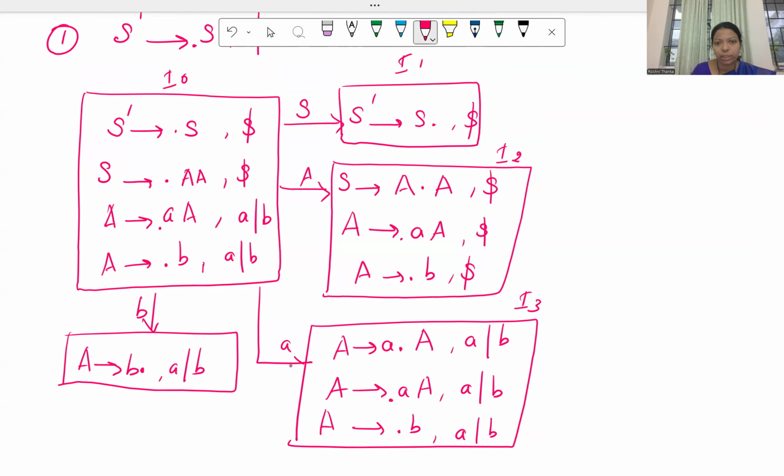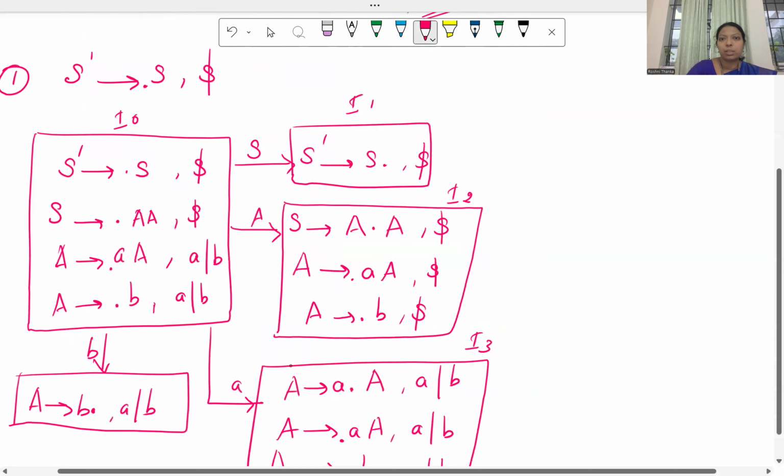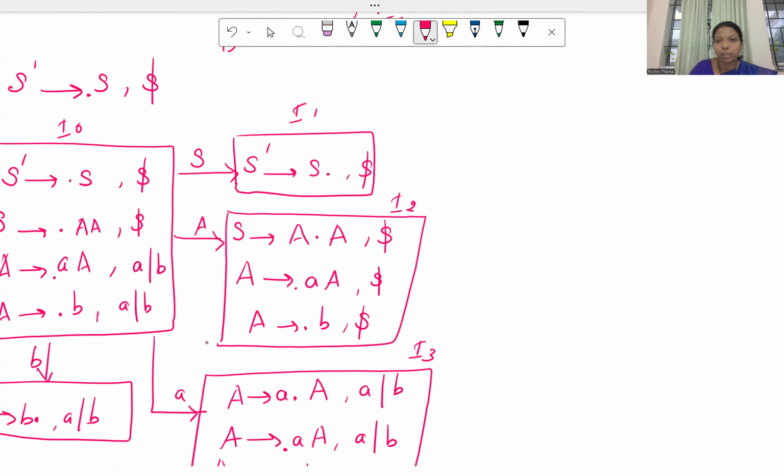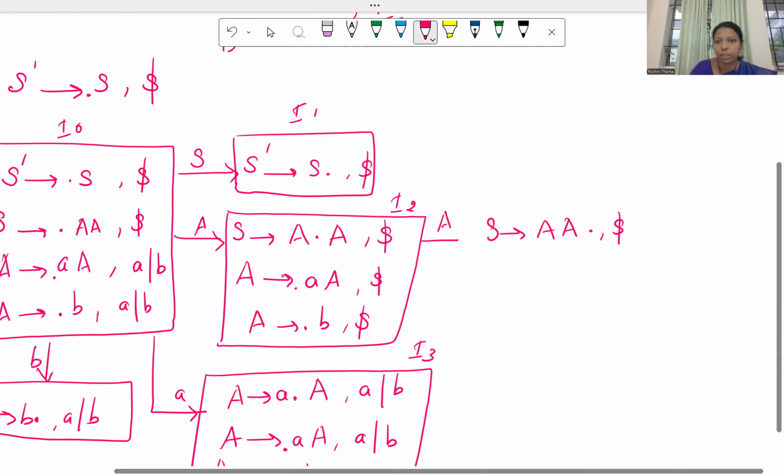So now let us go to the next item. Canonical item 1, here nothing is there to read. So that's it. Now the next thing to read here is capital A. When I read capital A, it is S derives A dot, and write the dollar as the lookahead. Then there is nothing to do, and there is no other capital A to read here.